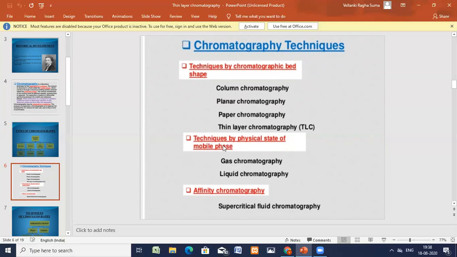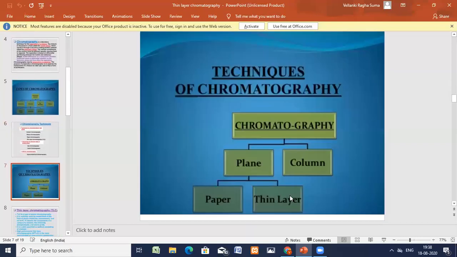Depending upon the physical state of the mobile phase, you can have gas chromatography and liquid chromatography, affinity chromatography, and supercritical fluid chromatography. In the techniques of chromatography, there is the planar as well as the column. In the planar, you can see paper as well as thin layer.